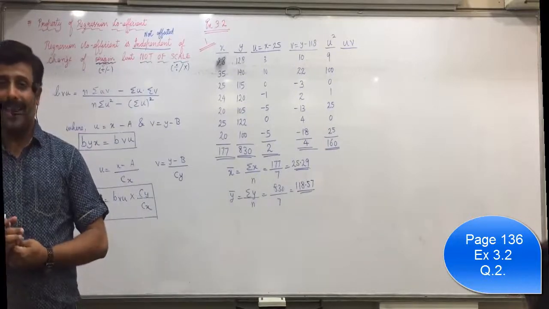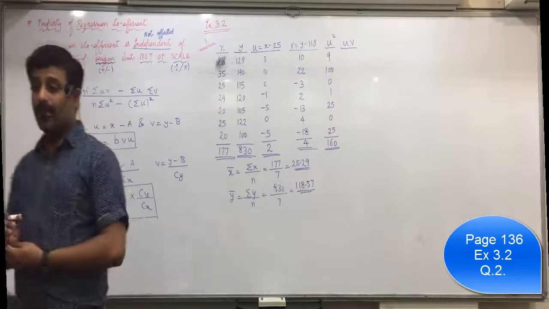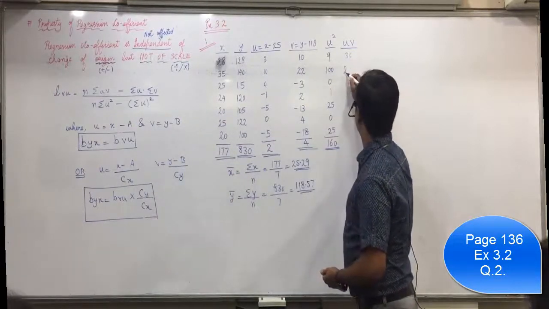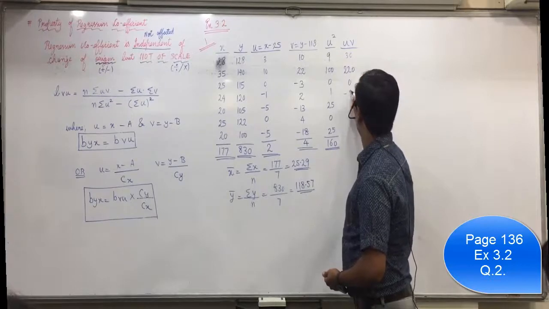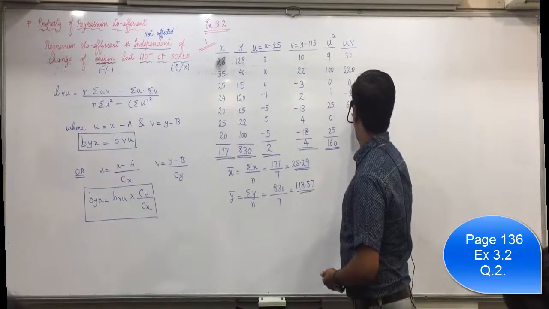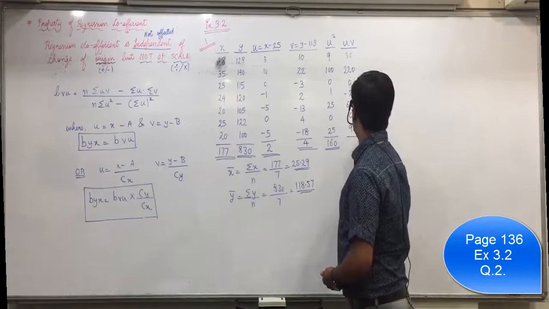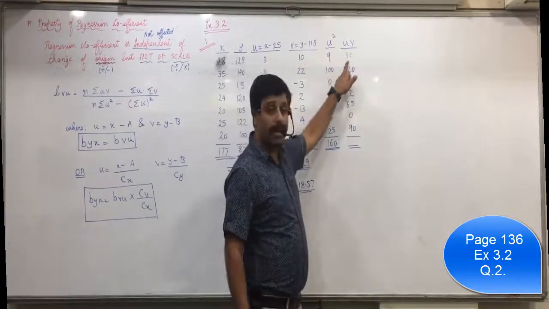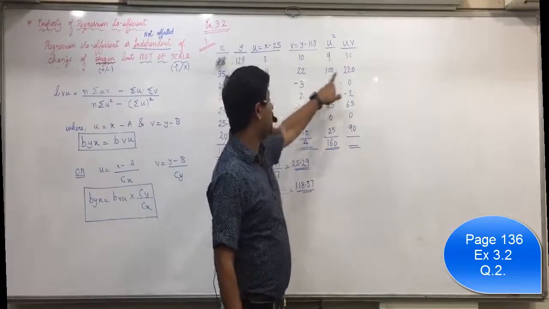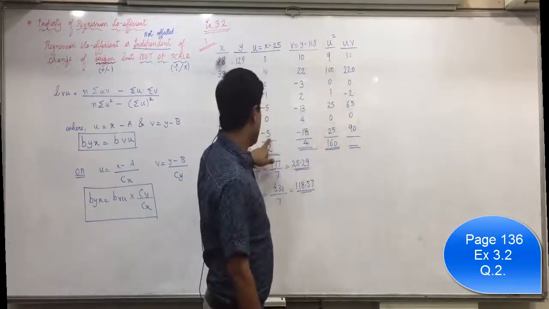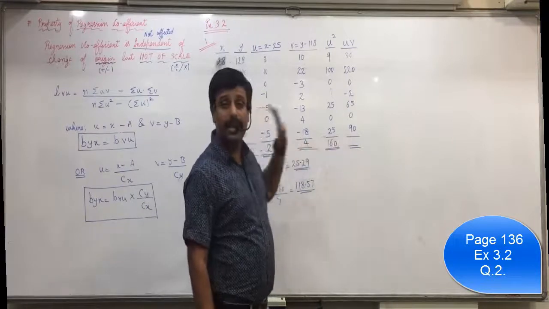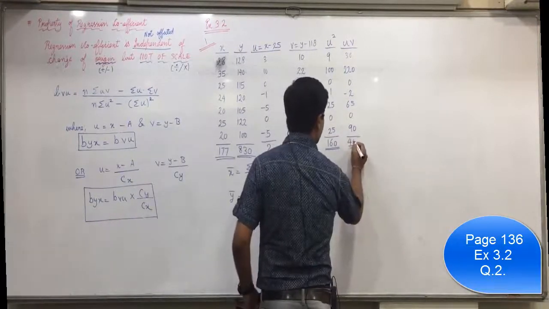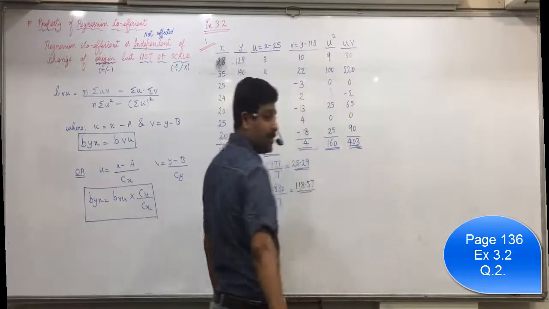No. And Rashmi, UV. 13, 20, 0, minus 2, 65, 0, 90. Yes, be attentive. U into V. 3 into 10, that is 30. 10 into 22, that is 220. Up till minus 5 into minus 18, that is 90. And this total comes to 403. Any confusion in this?